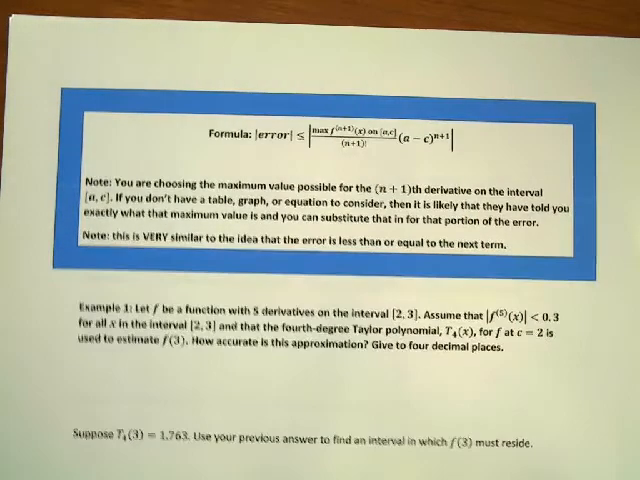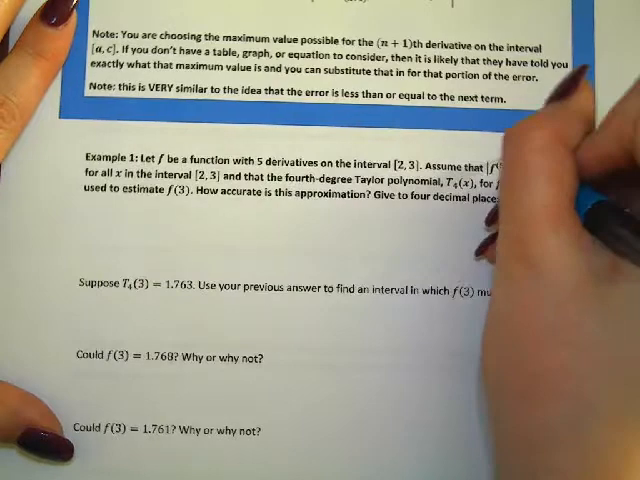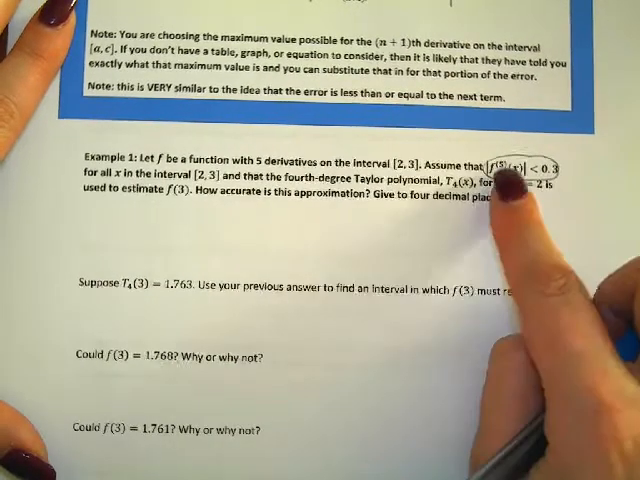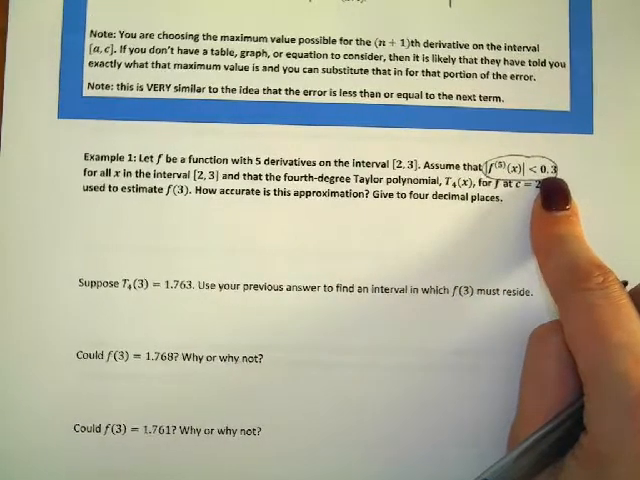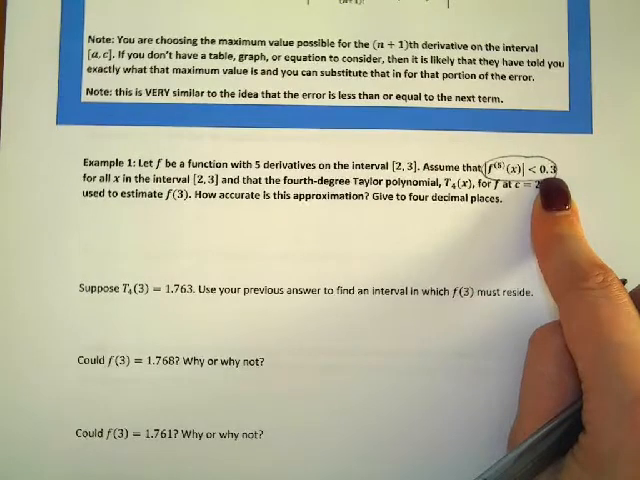So if we look at example number 1, this is a problem where they give you the value already. They don't give you a picture of a graph. They don't give you a table. They just tell you the 5th derivative is less than 0.3. That's a maximum value. That's the only information you have, so you're going to have to use it that way.